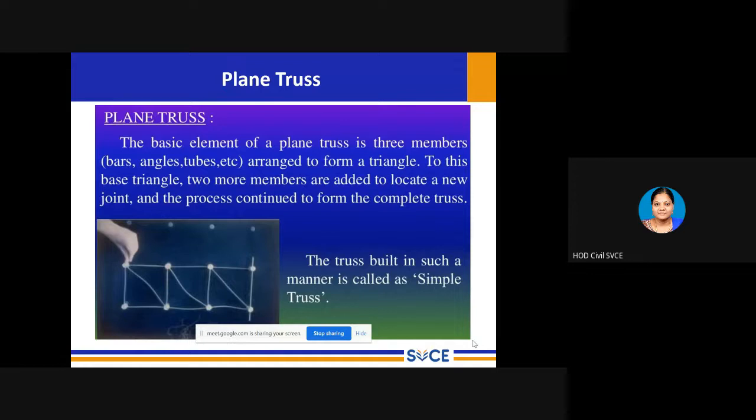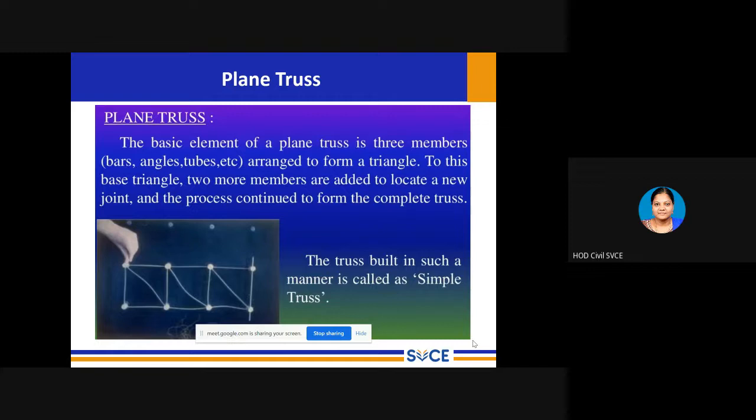The basic element of the plane truss is three members. You can see here, it's a simple triangle where the three members are connected at joints. We can also add more members to this base triangle in order to locate a new joint, and this process is continued to form a complete truss system.